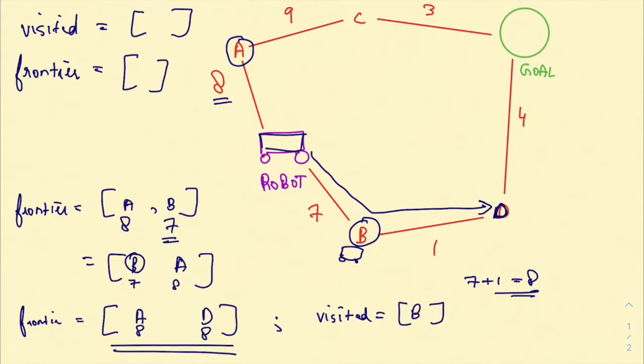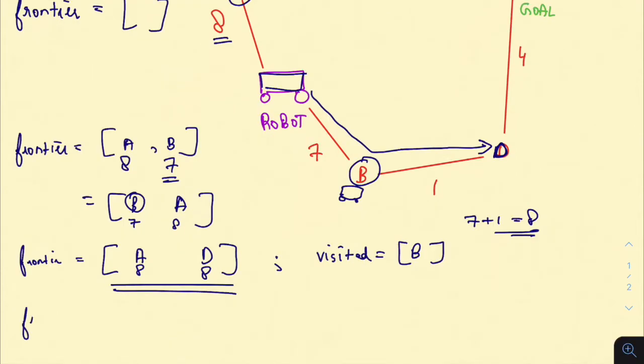Now, as you can see, the path cost is the same. It is 8 and 8. Now it's the responsibility of the robotics engineer to decide how to break the tie. I've decided to break the tie alphabetically. So I decide to expand A. When I expand A, I get its child, that is C. So I add C to the frontier, and it has a total cost of 17. C has 17 and D has 8.